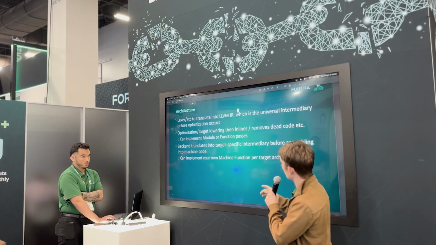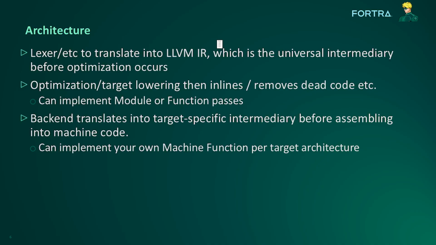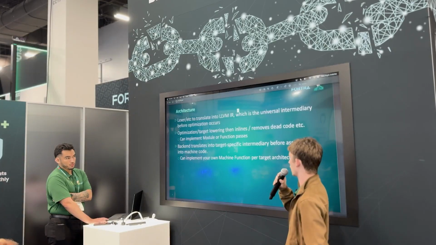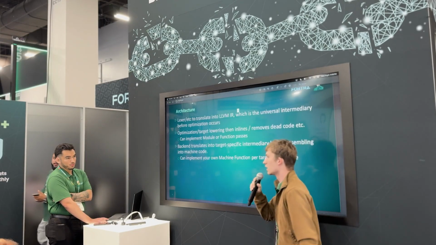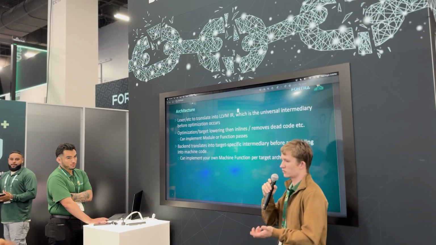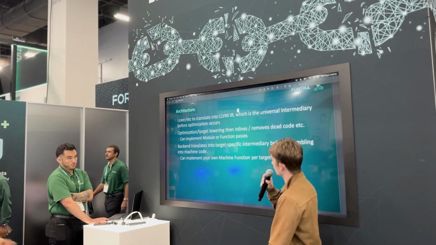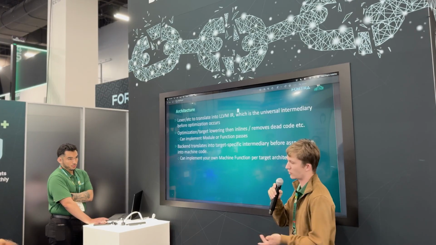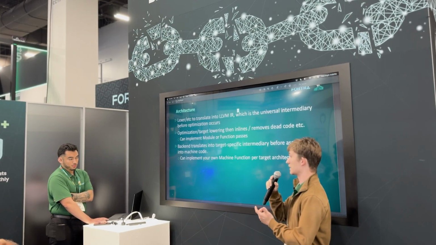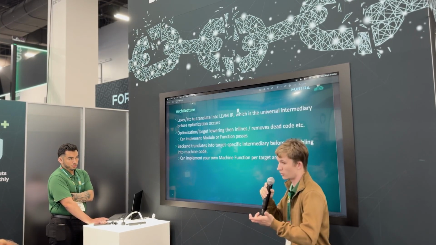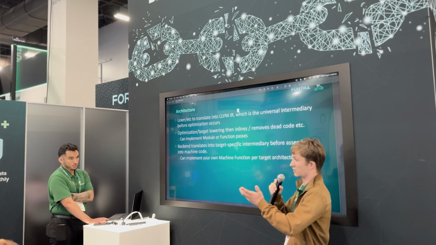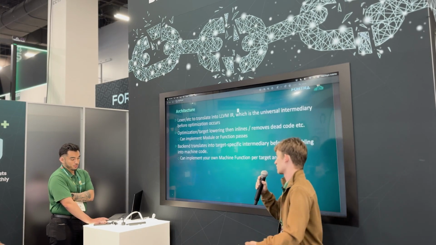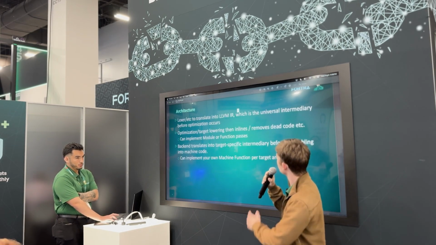The backend translates into target-specific code. Once that optimization pipeline has occurred, it then translates it into architecture-specific machine code, such as x86 assembly, AArch64, etc. This is actually where you can implement your own machine function passes, where you can do, for example, implementing opaque predicates. You can implement a jump code insertion pass there, like injecting NOPs. It doesn't matter. It's pretty flexible in that respect.